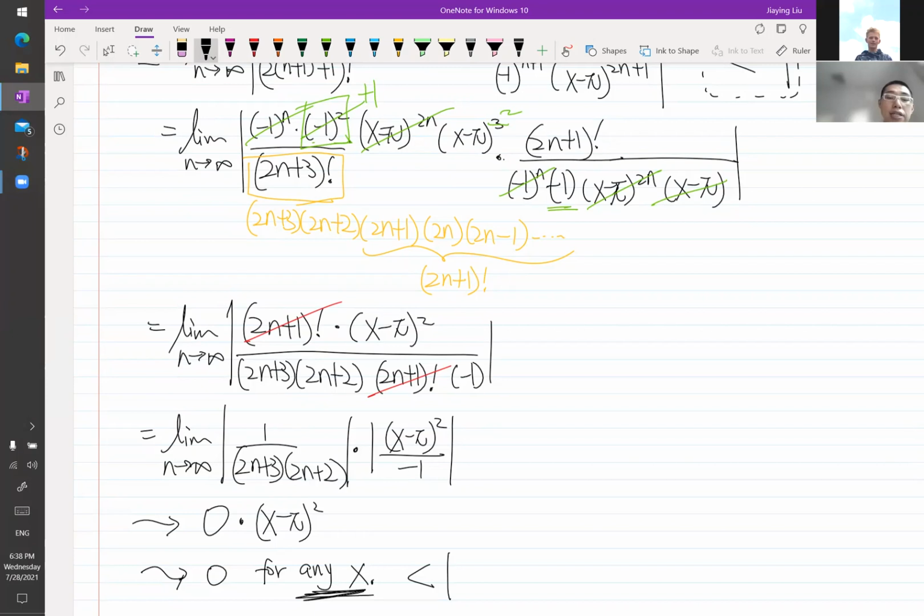So this is a special case. Whenever x could be any number, then the radius of convergence is going to be infinity. So that's the radius of convergence for this problem.